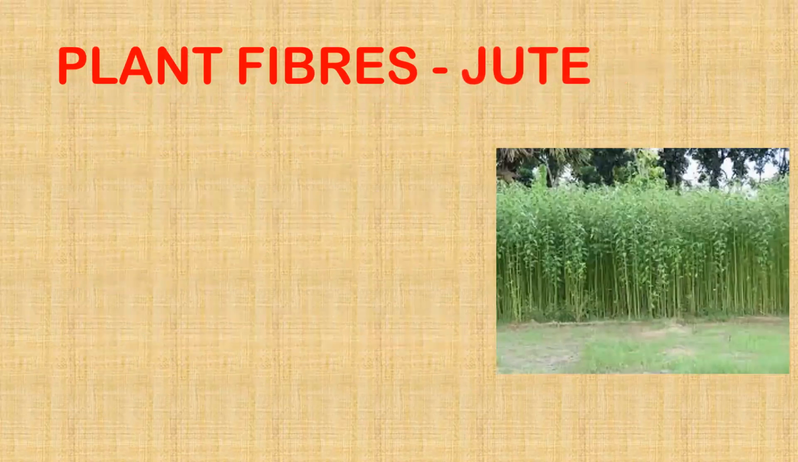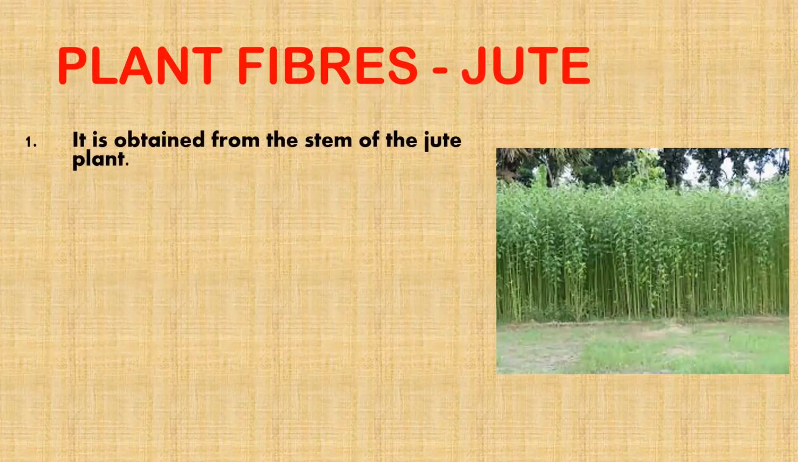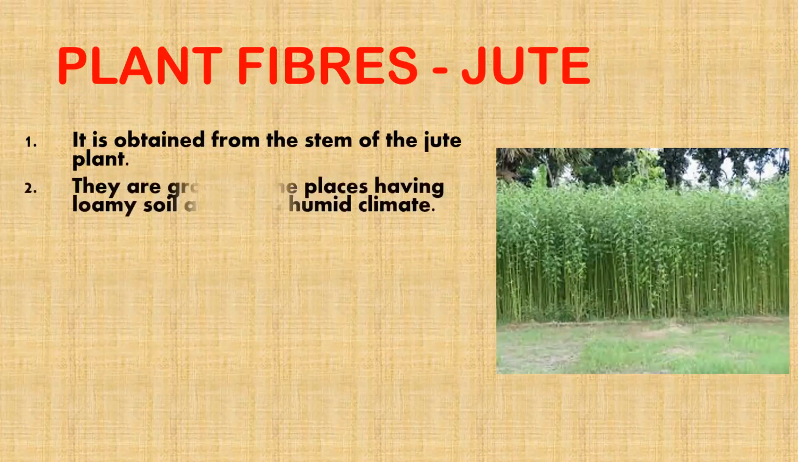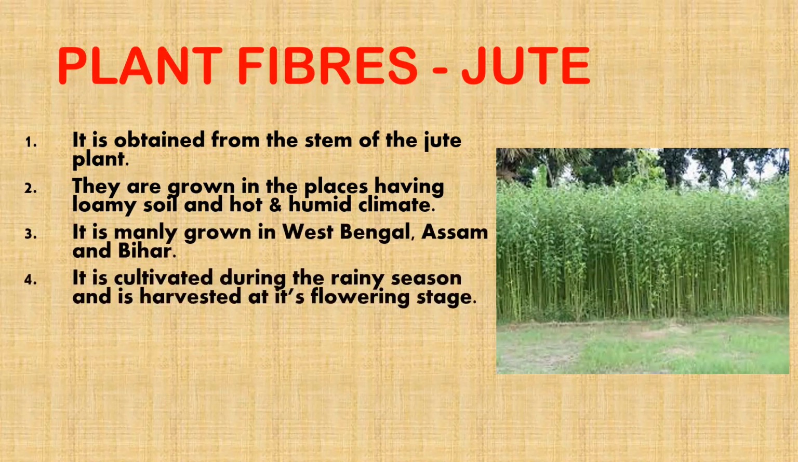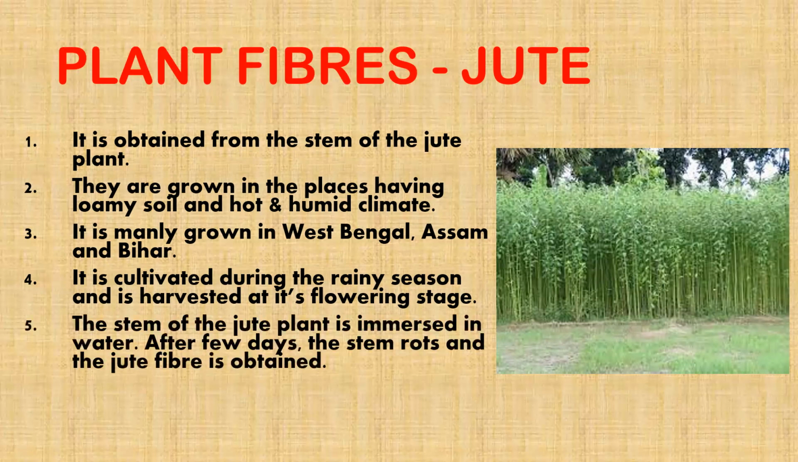Plant fiber, jute. It is obtained from the stem of the jute plant. They are grown in places having loamy soil and hot and humid climate. It is mainly grown in West Bengal, Assam, and Bihar. It is cultivated during the rainy season and is harvested at its flowering stage. The stem of the jute plant is immersed in water. After a few days, the stem rots and the jute fiber is obtained.